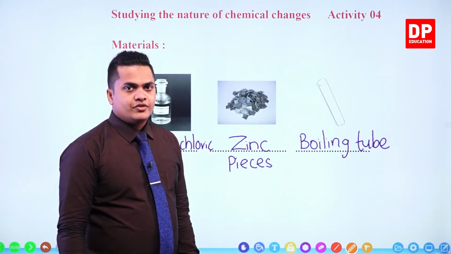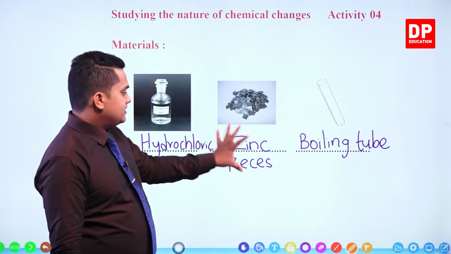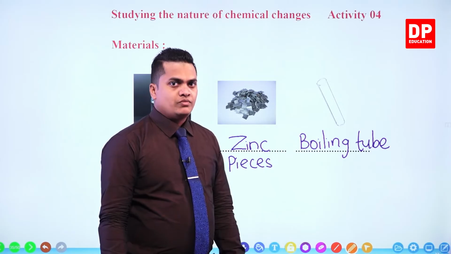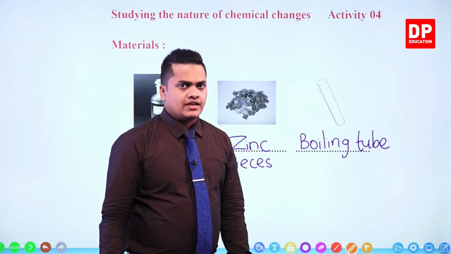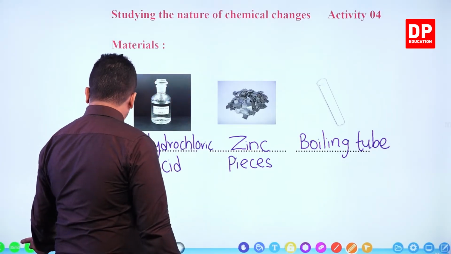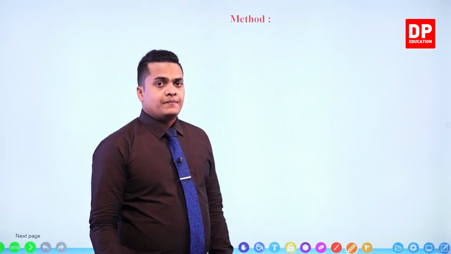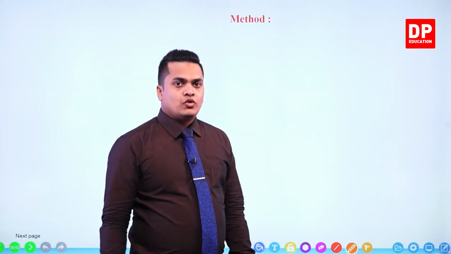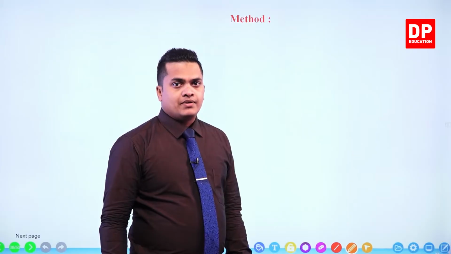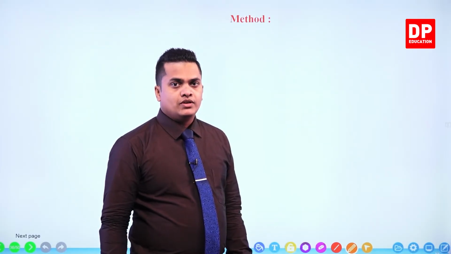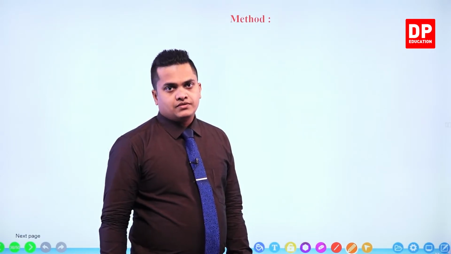Third one, boiling tube. These are the materials that you need: hydrochloric acid, zinc pieces, and a boiling tube to mix these things. Now let's see what the method in conducting the activity is. The method is really simple. You have to take those small pieces of zinc and take the sample of hydrochloric acid to the boiling tube. Then you have to mix those two together and observe what's going to happen.